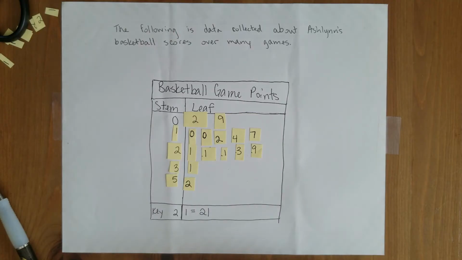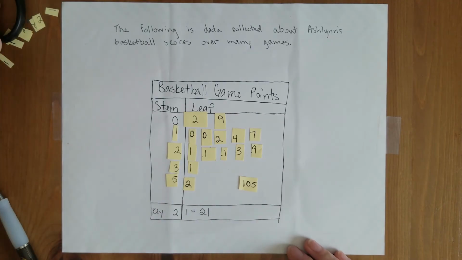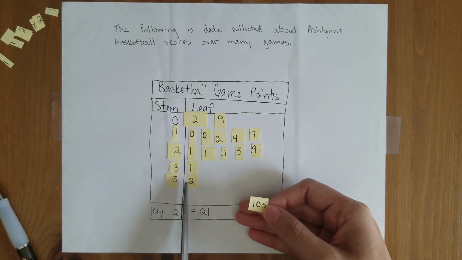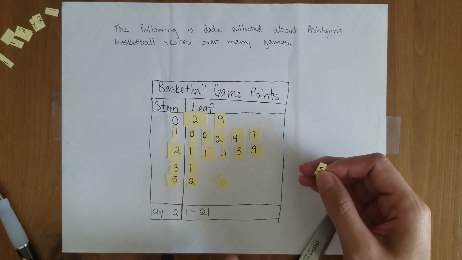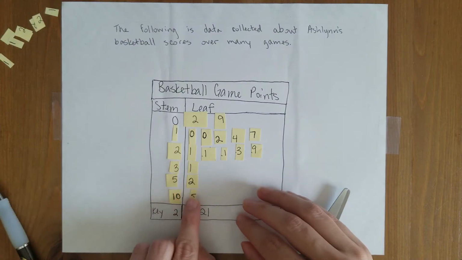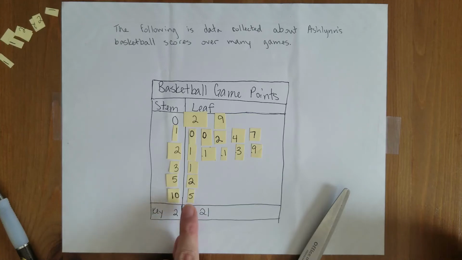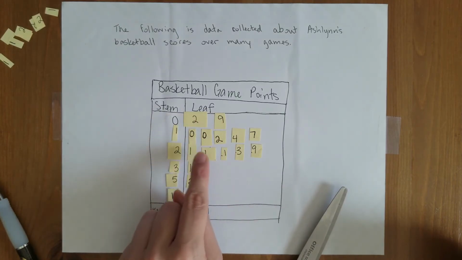Now let's imagine Ashland's basketball team plays another game. This time they score 105 points in that game. We need a new stem for sure because the last stem that we have is for 5 tens. Now we need a stem for 10 tens. 10 tens are 100. And then 5 makes 105. Notice that there is only one digit from each point score in our table.